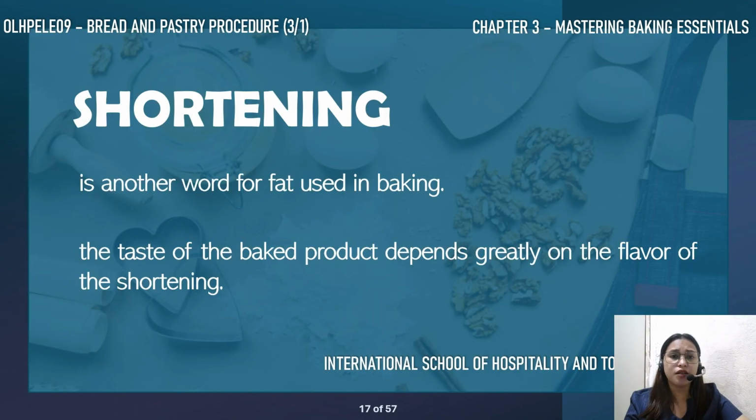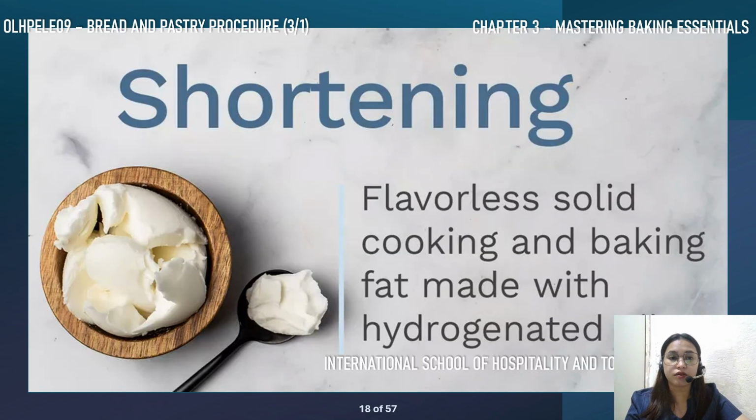For the shortening, shortening refers to a fat used in baking and plays a key role in texture, flavor, and structure. It weakens gluten strands to make the product tender. It adds richness and moisture. It creates flakiness in pastry. It improves volume and lightness. And also, it enhances the mouthfeel and extends the shelf life. So common types include butter, margarine, lard, and vegetable shortening.